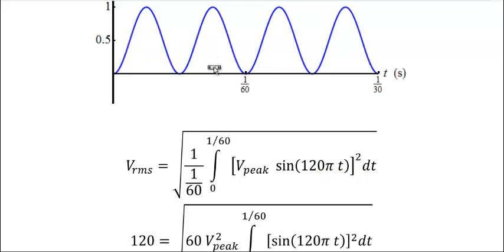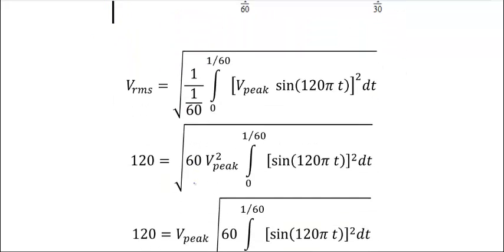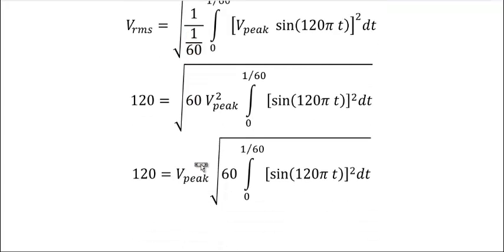That makes sure that we don't have parts below the t-axis. And then integrate that from 0 to 1/60th over one cycle, and divide it by the length of that cycle. The length of this cycle is 1/60th, so we have 1 divided by 1/60th. When I square this, I'll have v peak squared times sine squared, so I can take the v squared out, and 1 divided by 1/60th is 60. So I have 60 v squared.